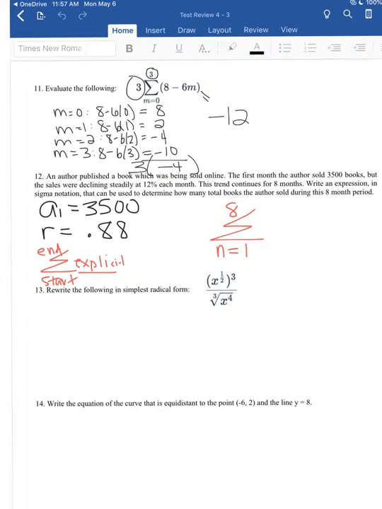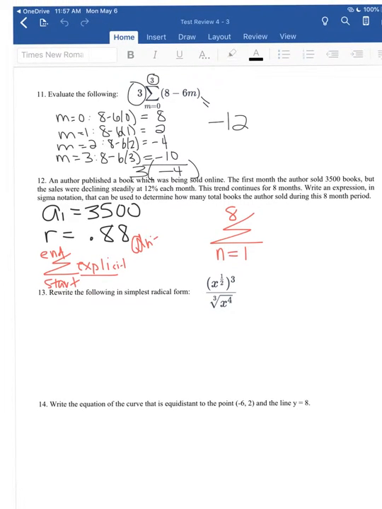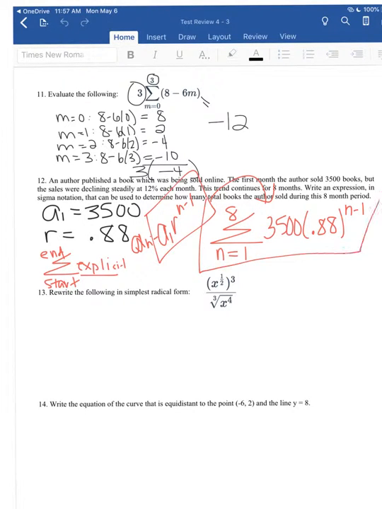So the explicit formula for a geometric sequence, again, we talked about this already, but that is a sub n equals a sub 1 times r raised to the n minus 1. So this is what you're going to plug into, and that's what's going to go right here. So this is a sub 1 is 3,500 times r raised to the n minus 1. And this is my answer here. It doesn't want you to evaluate it. It just wants you to write an expression that can be used.